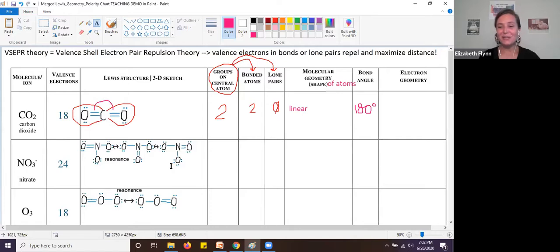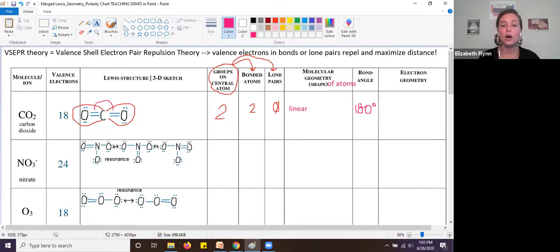So what do we think? Want to try nitrate? Try the next one down here. Let's see what the shape will be in 3 dimensions. So again, the first thing we want to do is figure out how many groups are on this central nitrogen. And remember, with resonance structures, we can just choose one. It's all the same, just different locations of the lone pairs and double bonds, of the pi electrons. So we can choose one here.